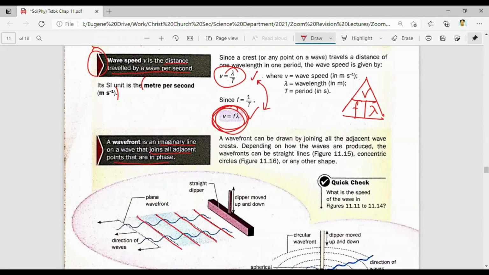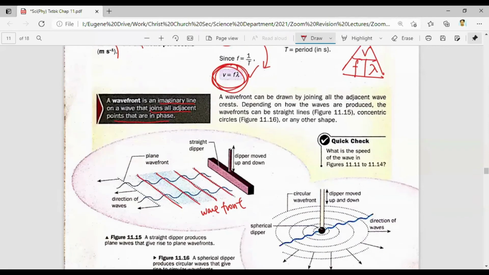So these 4 lines here are what we call the wavefront, because they join all the adjacent points that are in phase. The first crest to the next first crest is what they call adjacent points that are in phase. So one wavefront, one wavefront, one wavefront, one wavefront. Now the question is, why do I need to know about wavefront? This has nothing to do with all the calculations I'm doing. The importance is that from one wavefront to the next, this is actually lambda. You can find the wavelength from one wavefront to the next.